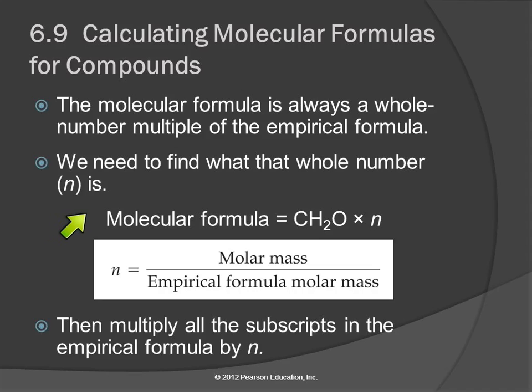So if we have an example of an empirical formula of CH2O, to find the molecular formula, we just need to figure out what number to multiply this by. And to figure that out, we need one more piece of information. We need the molar mass of a compound.